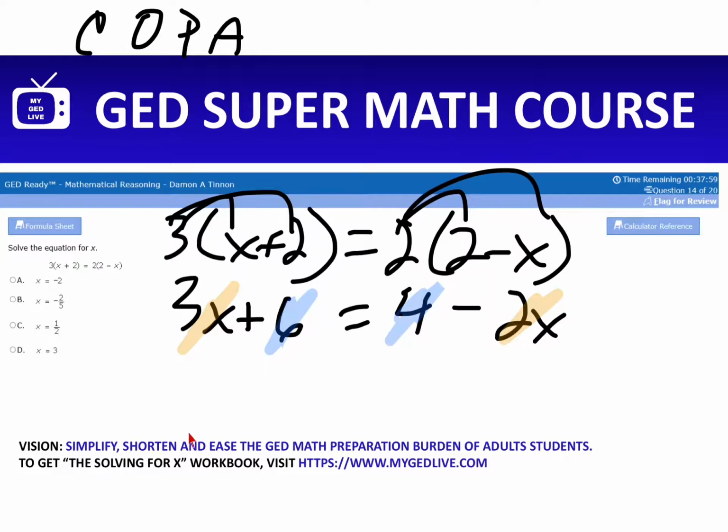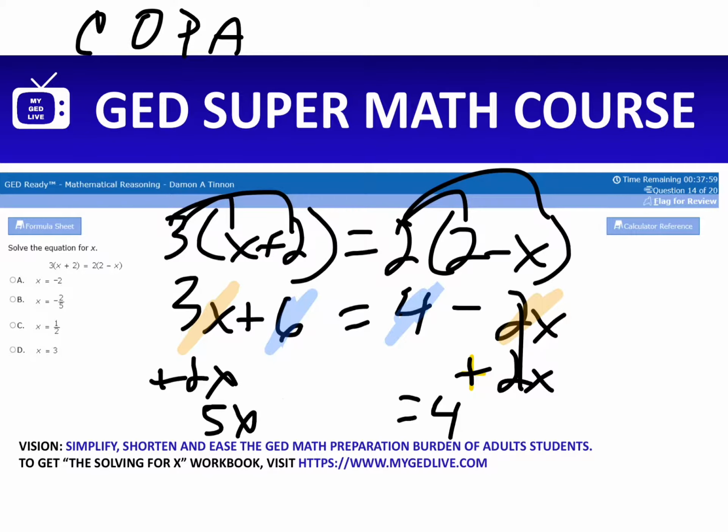And in general, you want your x on this side. So I'm going to do the opposite of minus 2 by doing plus 2. I prefer black ink there. And if I do it to this side, I'm also going to do it to this side. That gets rid of it here, leaves me 4 over here. 3x plus 2x is 5x plus 6. And then I'm going to do the opposite of 6, which is minus 6. If I do it to this side, I'm going to do it to this side. So we have 5x equals minus 2.